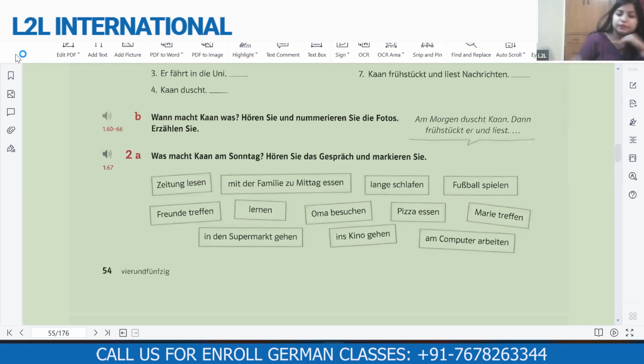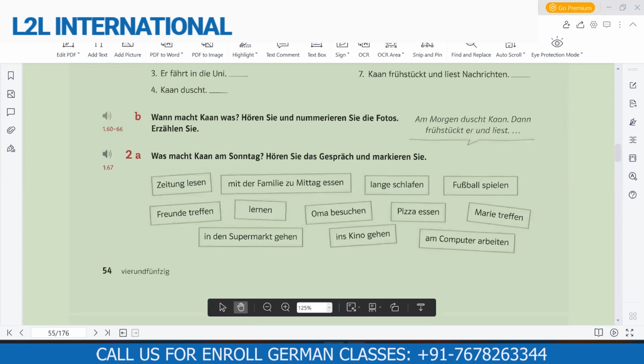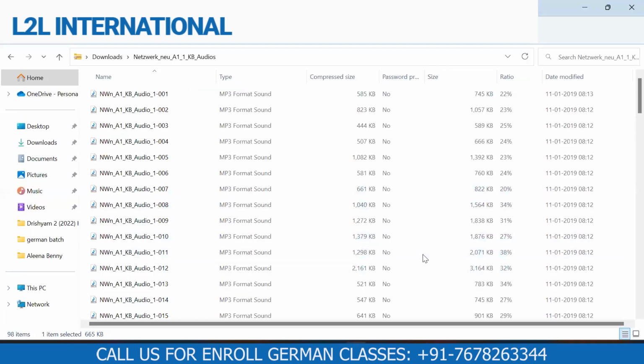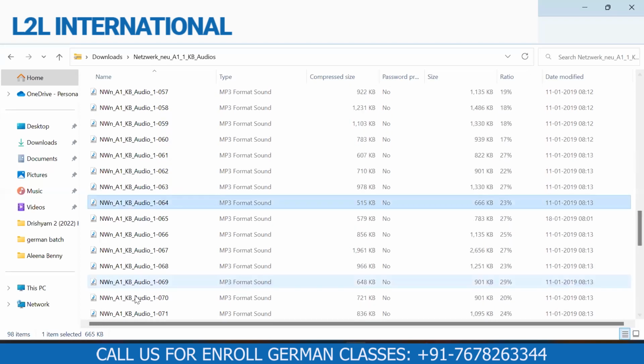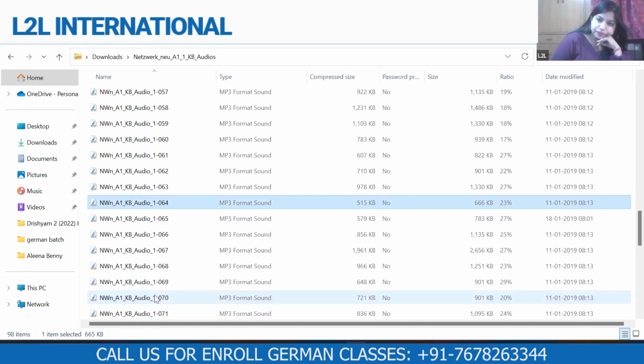In den Supermarkt gehen. Oma besuchen. Ins Kino gehen. Lange schlafen. Pizza essen. Am Computer arbeiten. Marie treffen. Okay. Fußball spielen. Richtig.